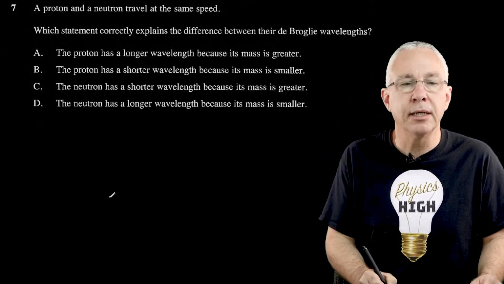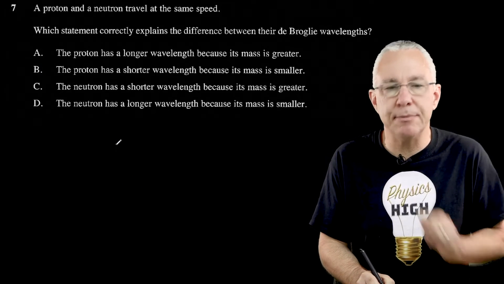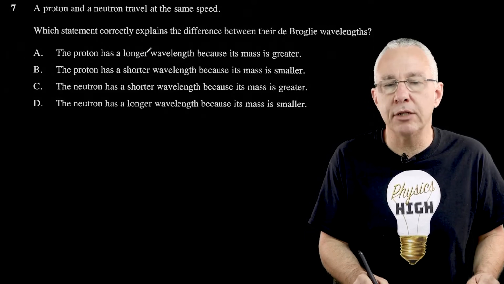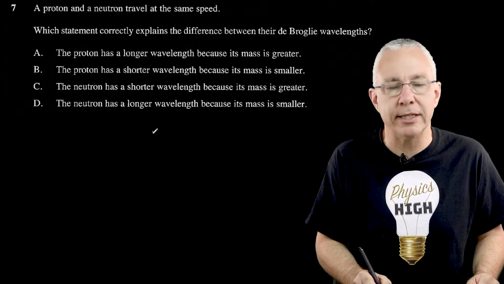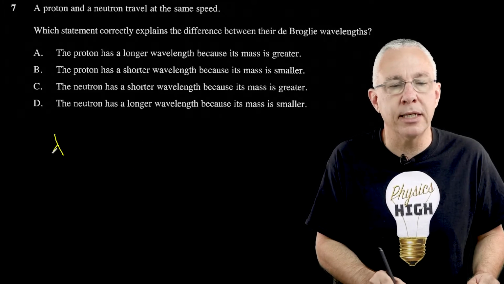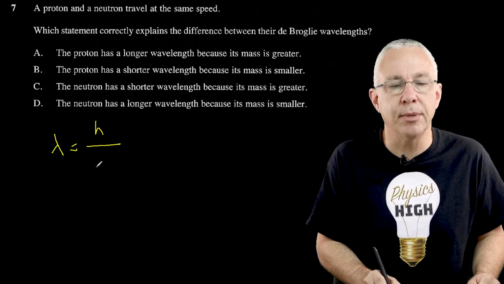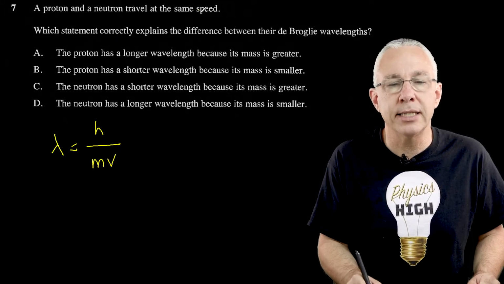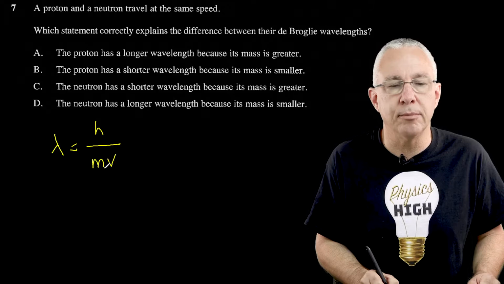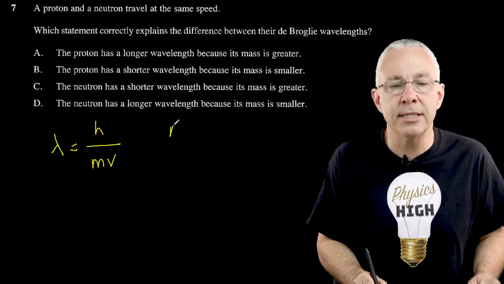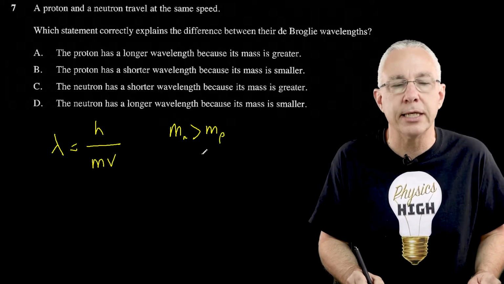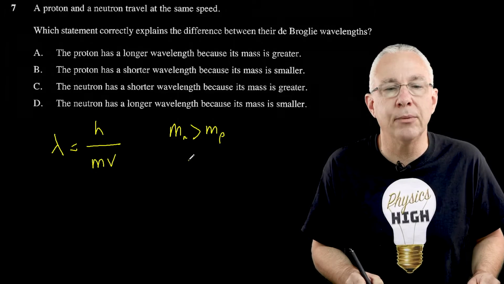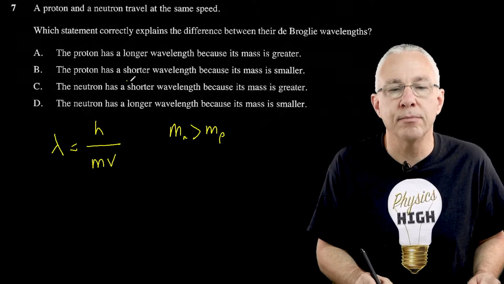Question number 7. A proton and a neutron travel at the same speed, and we're asked which statement correctly explains the difference between their de Broglie wavelengths. Importantly, the de Broglie wavelength is equal to Planck's constant divided by the momentum, which you're going to write as mv. Considering they're moving at the same speed, it's the mass that determines their de Broglie wavelength. Firstly, the mass of the neutron is greater than the mass of the proton. You find this on the formula sheet. And so automatically we can say that the neutron must have a greater mass.